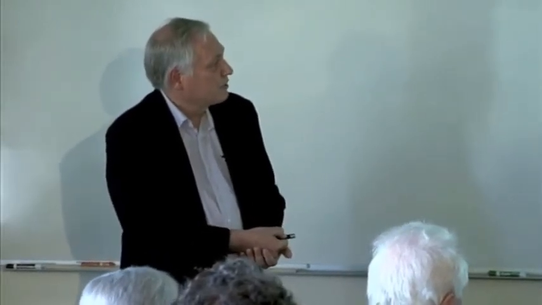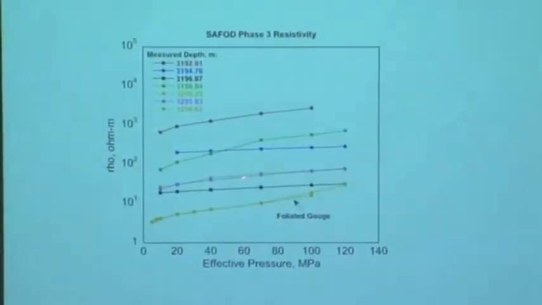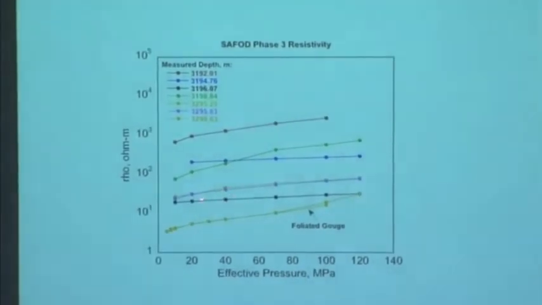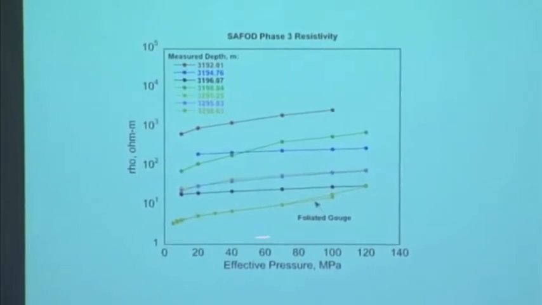But here's what the results look like. We were able to sample 17 pieces of core spanning the whole range of representative rock types in the cores. And here we're plotting effective confining pressure on the horizontal axis and log resistivity on the vertical axis. As you apply more confining pressure to the sample, you squeeze down the pore space, and so the resistivity goes up. So we get these sloping curves for each sample.